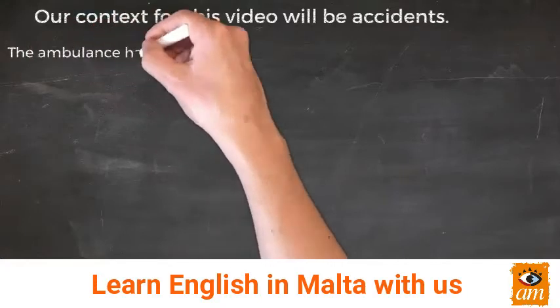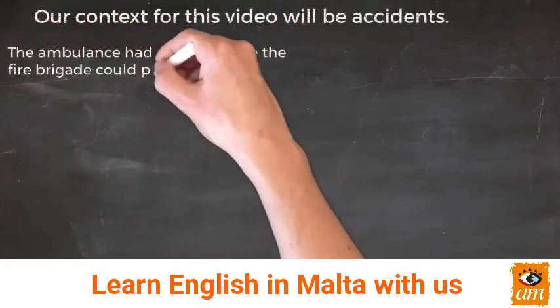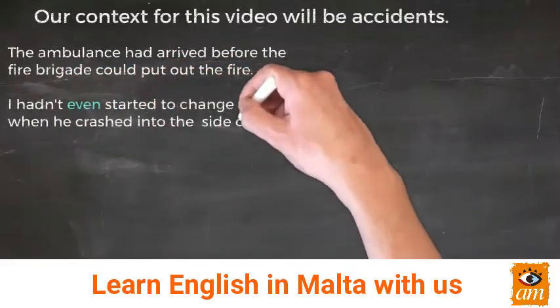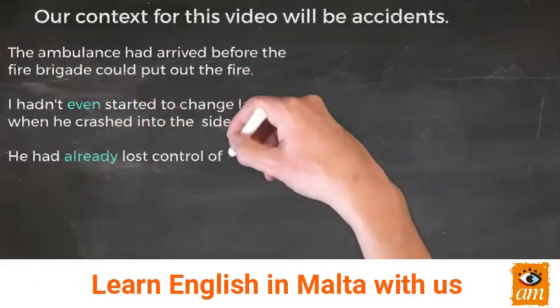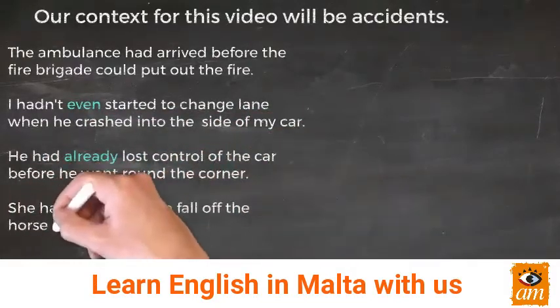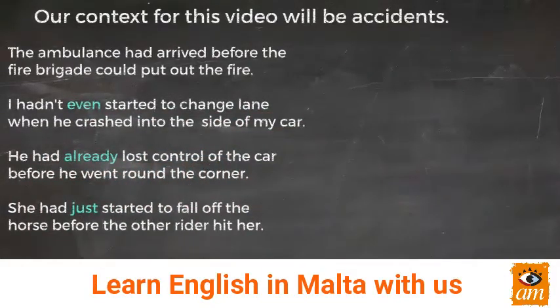So, the ambulance had arrived before the fire brigade could put out the fire. I hadn't even started to change lane when he crashed into the side of my car. He had already lost control of the car before he went round the corner. She had just started to fall off the horse before the other rider hit her.